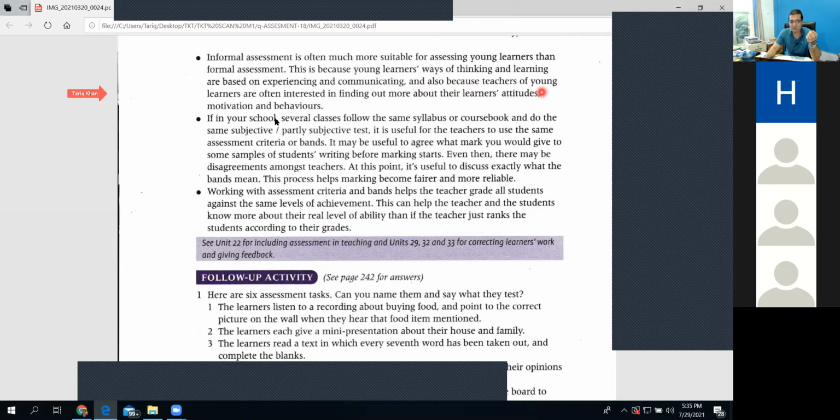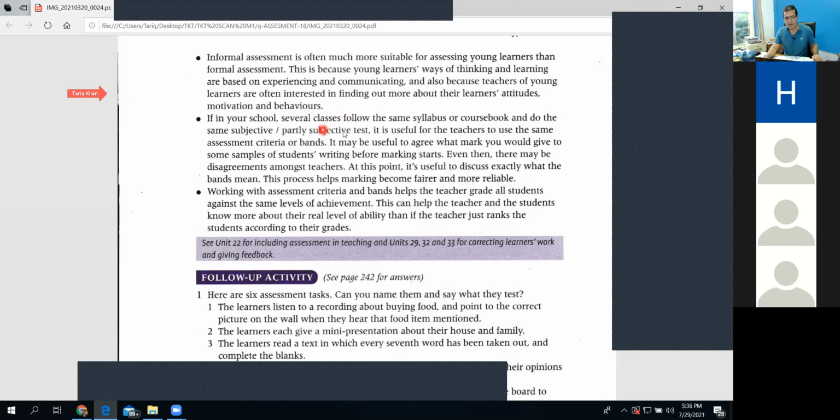And also because teachers of young learners are often interested in finding out more about their learners' attitudes, motivation, and behaviors. That is the important thing to improve in small children, rather than memorizing for the test. So we are depending mostly on memorizing for the test rather than improving their performance, their attitude, their motivation. These are things totally unknown to us, not only for young learners but in the school also. Nobody teaches these things. Only the subject matter, they need to get good marks. The rest, what type of character it is, what the attitude towards learning is, nobody bothers about these things.